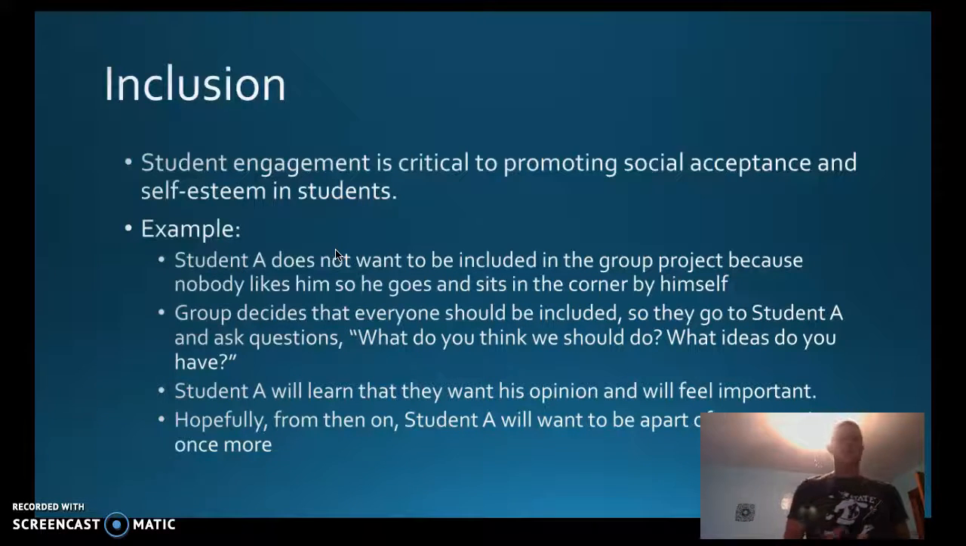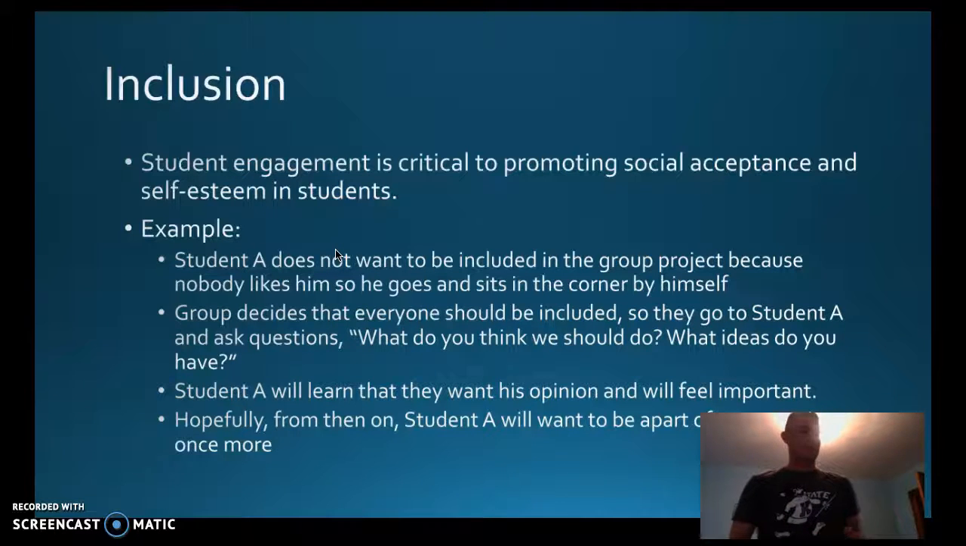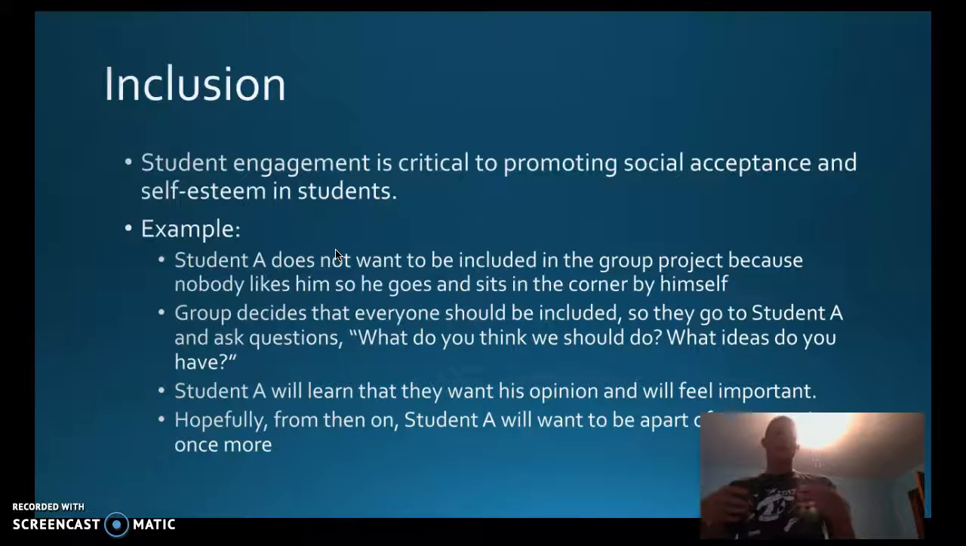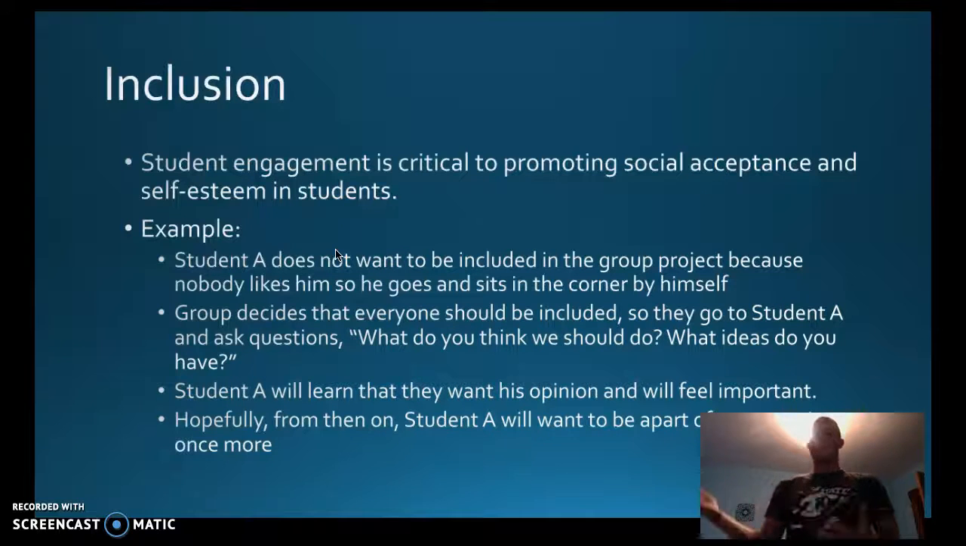You as a teacher should go to the group and say, hey, student A needs to be a part of this project. I think he may have some great ideas that you guys are overlooking. So the group then decides that everyone should be included. So they go to student A and ask questions. Hey, what do you think we should do? How do you think we can improve this? What are your ideas? And then student A will learn that they want his opinion. He wants to feel important. And so hopefully from then on, student A will be a part of the group projects once more and want to be included in everything.